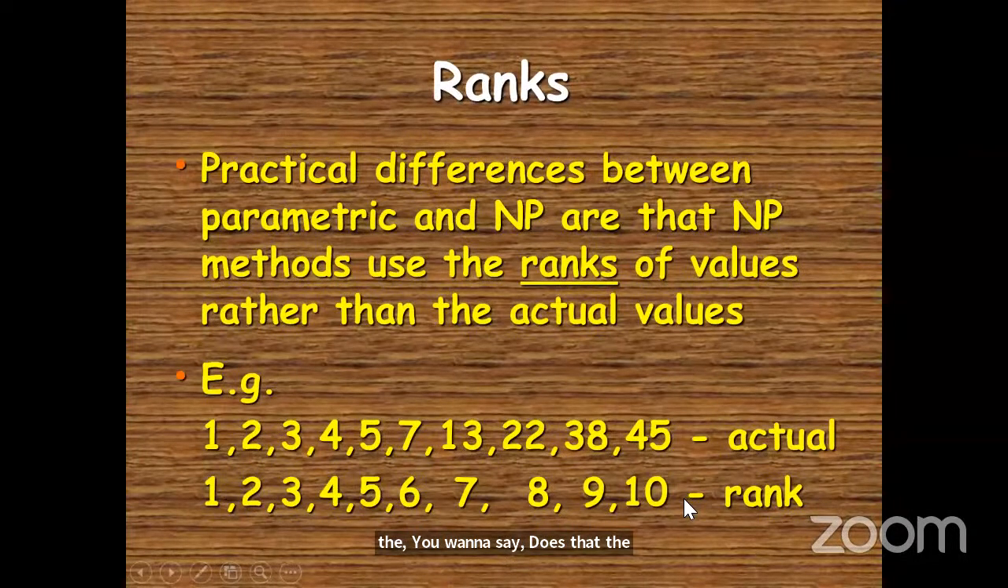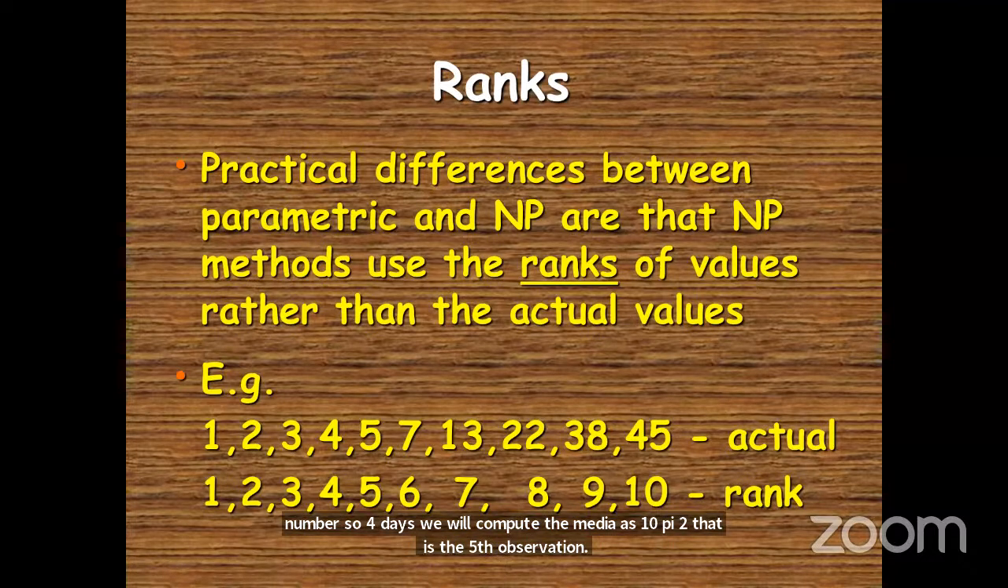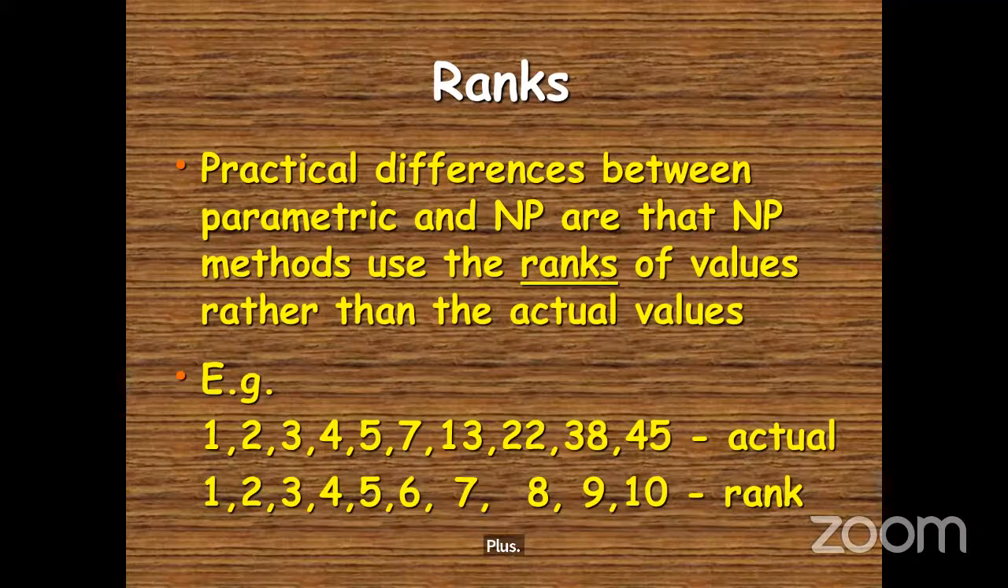That is an even number. So for this, we will compute the median as 10/2, that is the 5th observation, plus 10/2 plus first observation. What does that mean? Take the average of the 5th observation plus the 6th observation.